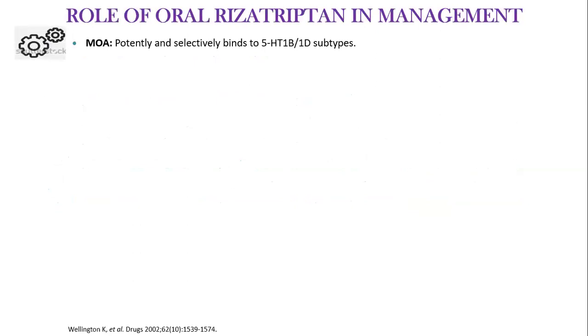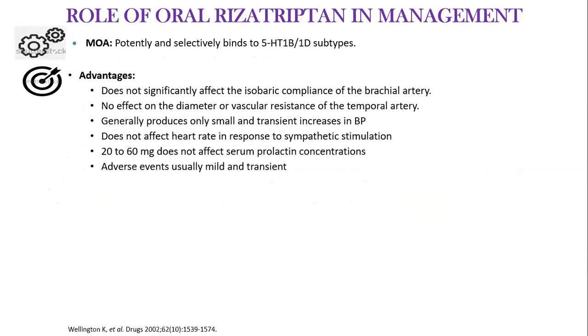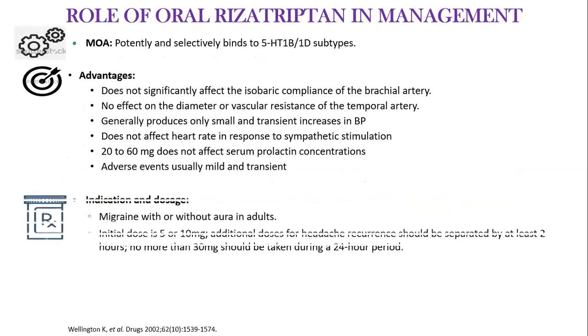So let us know about rizatriptan. Same mechanism, 5-HT1B and 1D agonist. 5 mg, 10 mg preparations are available. Up to 30 mg we can give. And it can be given in migraine with aura and without aura also. Don't give this tablet during the aura phase. Better give it during the headache phase.